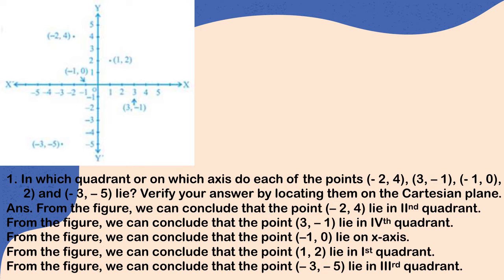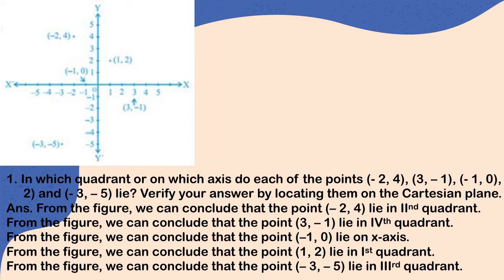Question number 1. In which quadrant or on which axis do each of the points (-2, 4), (3, -1), (-1, 0), (1, 2), (-3, -5) lie? Okay, these are the points given to us. We have 5 points over here and we have to find where these points are located.